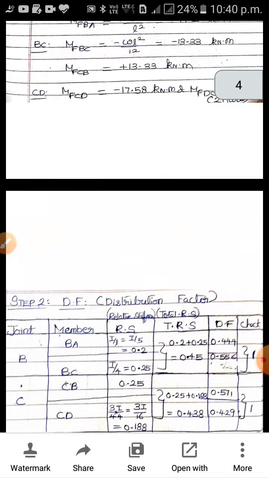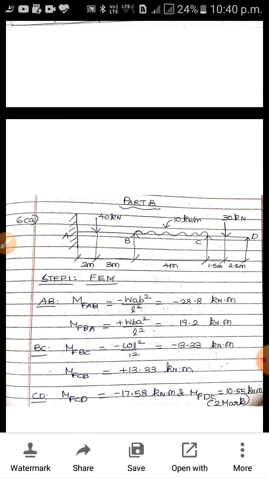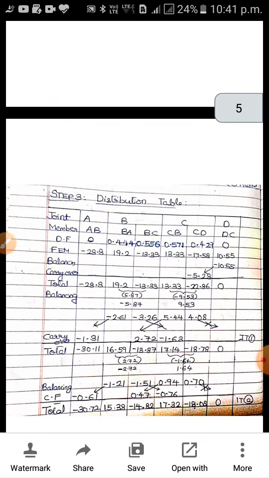See again here, when you have the end support as hinge, so D is hinge, end supports A and D. A is fixed, no problem, D is hinge. If you have D as hinge, what is the first step to be followed? You have to make it 0. D means you have DC. DC is 10.55, it should be 0. So what do you do? You have to put minus 10.55, again carry over. This is the first step. You have to check whether the end support is a hinge. This hinge you have to make 0.